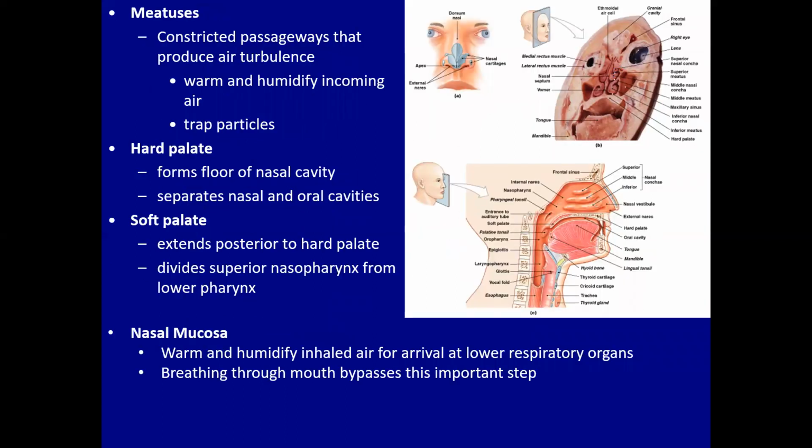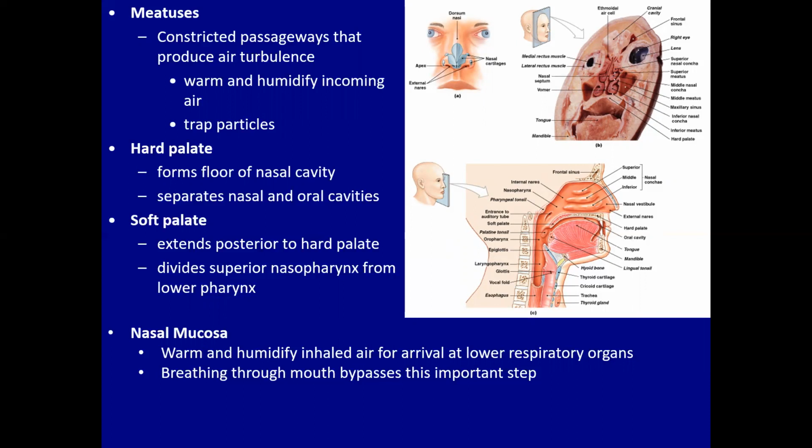Those meatuses are passageways that are very narrow, and they produce turbulence of the air that you're breathing in. The purpose of this is to warm and humidify that air, and also to trap particles. That warmed and humidified air is incredibly important because as it goes to your lungs, it increases the warmth and humidity, but you've started it in your nose.